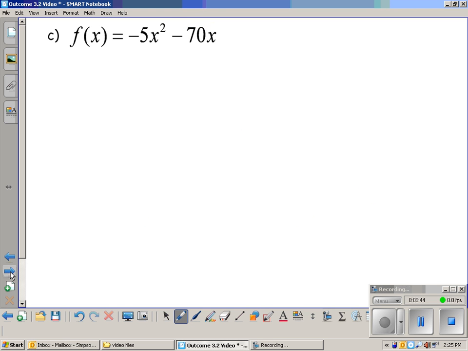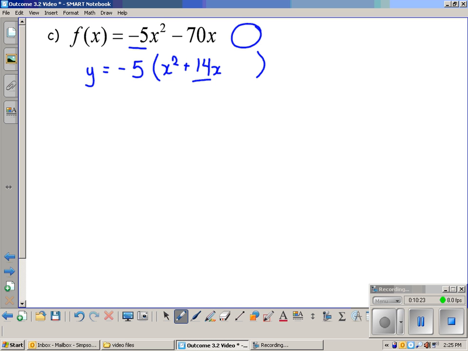Another example. This one is a little bit different because our c value is missing. We're going to follow exactly the same steps. So y equals, we want to factor out the coefficient in front of our x squared, so we're going to take out a factor of negative 5. That leaves us with x squared from our first term and positive 14 from our second term. We have nothing outside of our bracket this time because we don't have a c value.